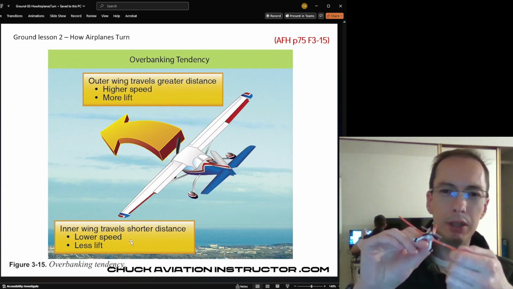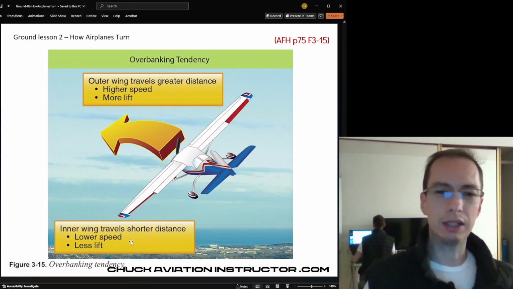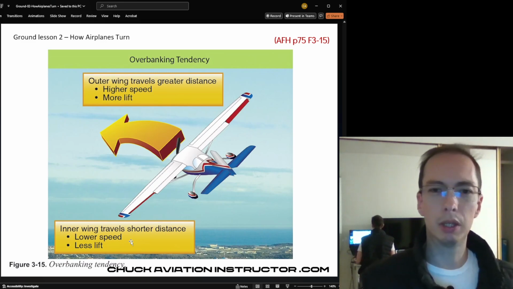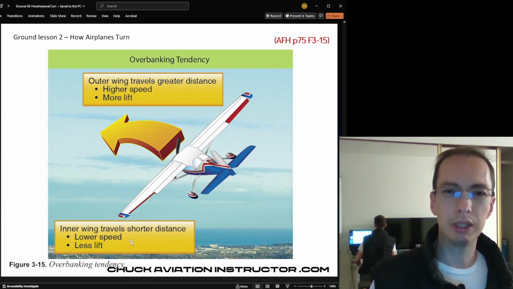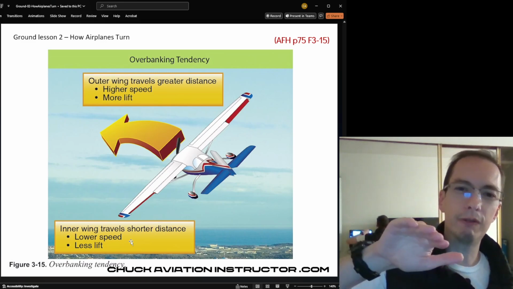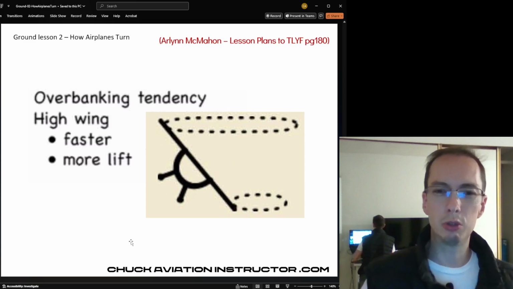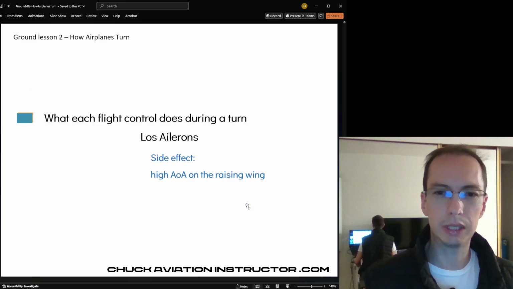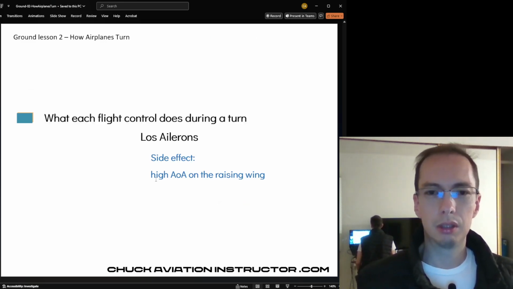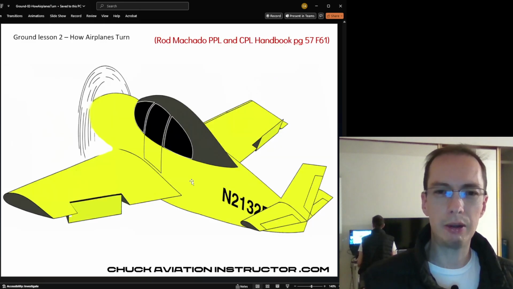And if you let that happen, a 45-degree bank will soon become a 50 and a 60 and a 90-degree bank. And the more time you spend not doing anything about it, the worse it will become. So you need to prevent that from starting. When 45 is becoming 47, you already need to use opposite aileron to neutralize that overbanking tendency. That's all it is. It's the outside wing traveling faster and generating more lift than the inside wing. Now, another side effect is that the rising wing is producing a higher angle of attack.